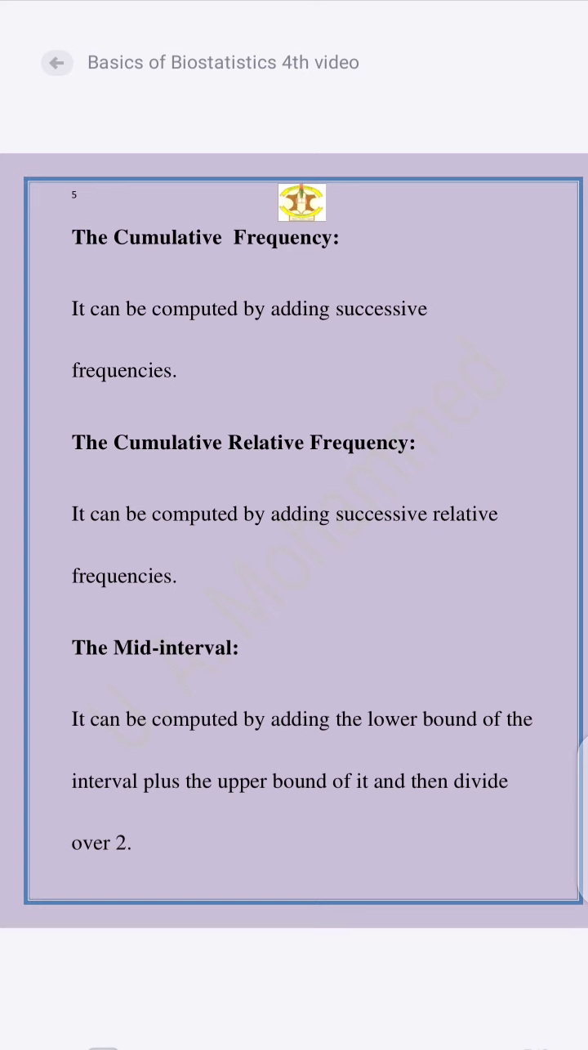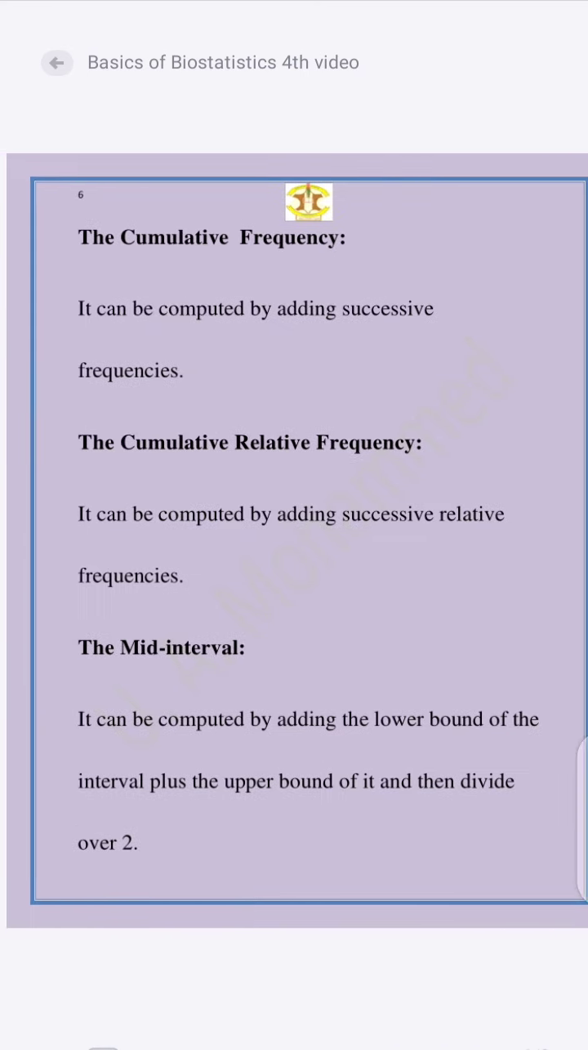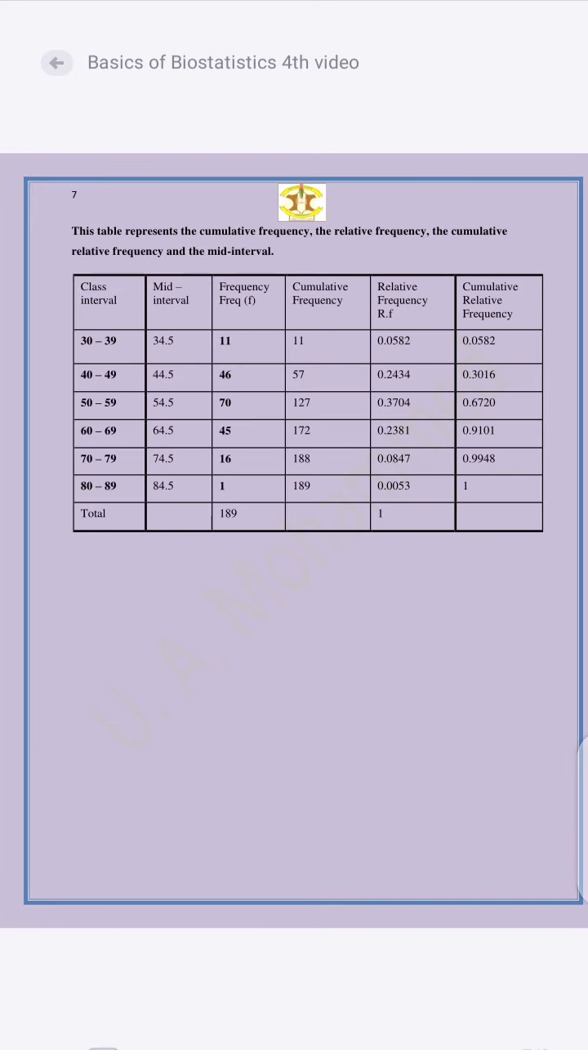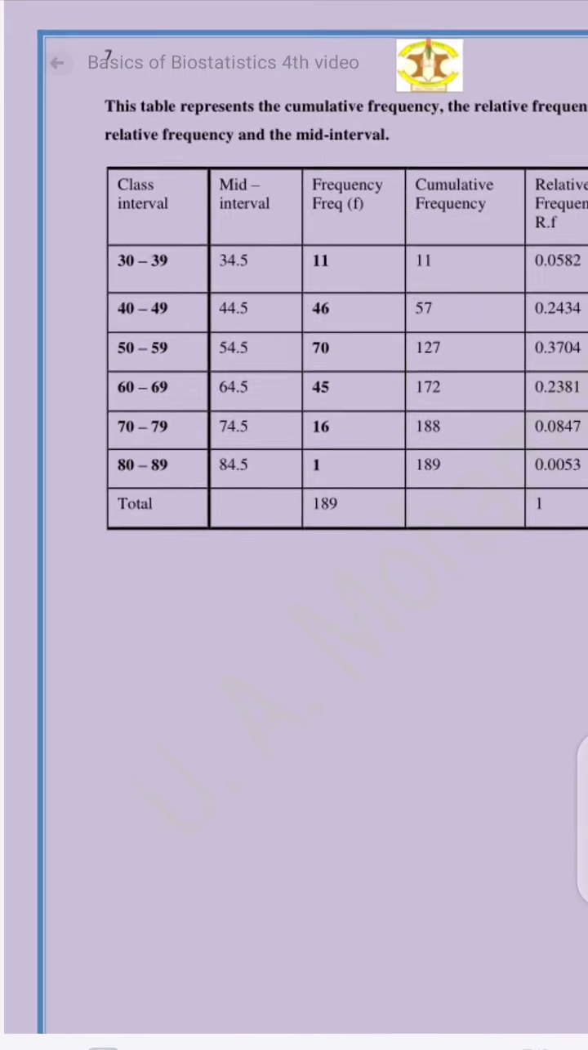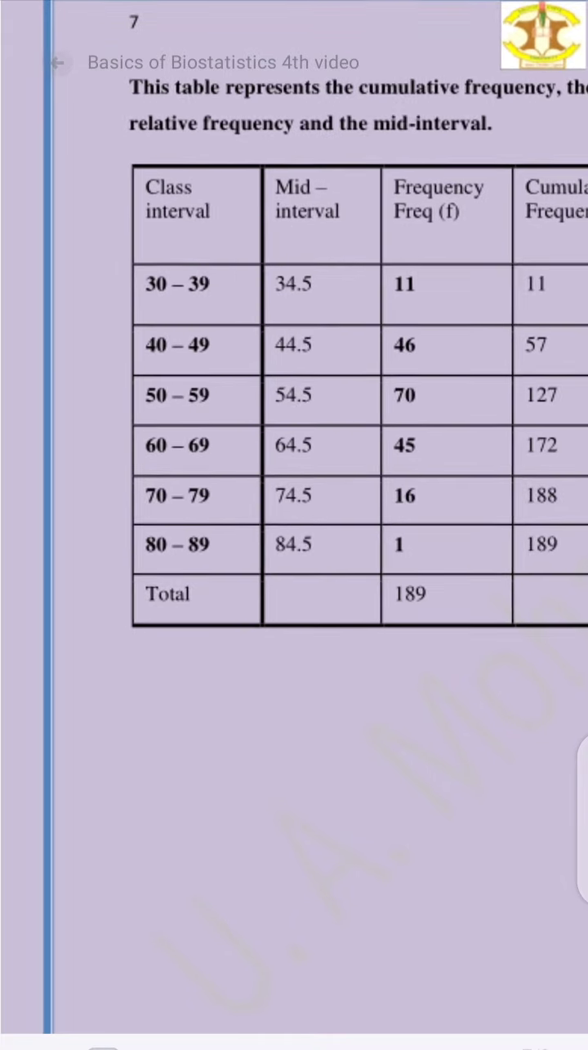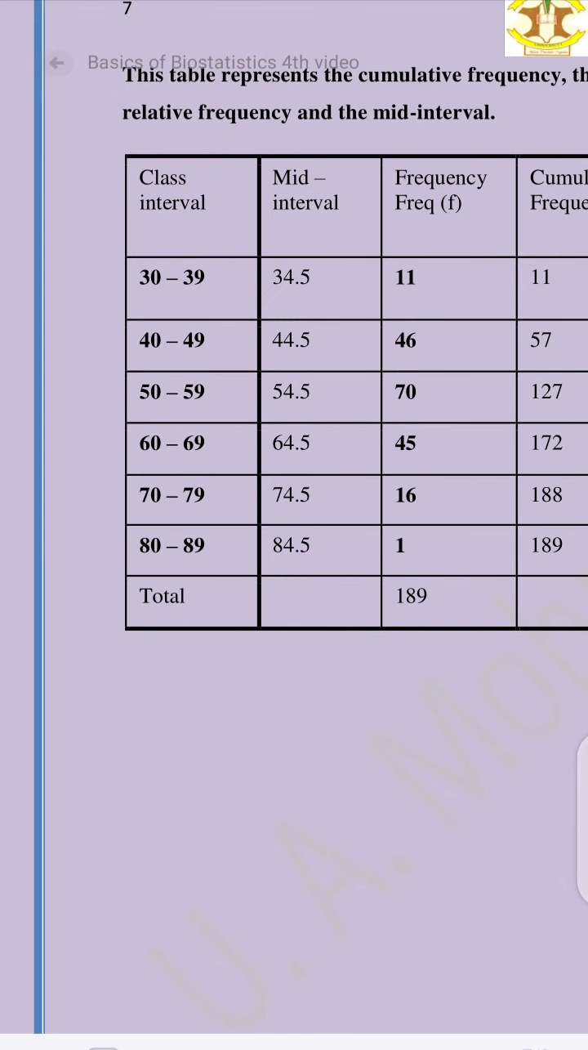Now, we also need to calculate cumulative frequency. It depends on the kind of table we're dealing with, and it can be computed by adding successive frequencies. Cumulative relative frequency follows the same rule, by adding successive relative frequencies, while the mid-interval, or the midpoint, can be computed by adding the lower bound of the interval plus the upper bound, and you divide it over 2. Now, this is an example of a table which is using 6 class intervals.